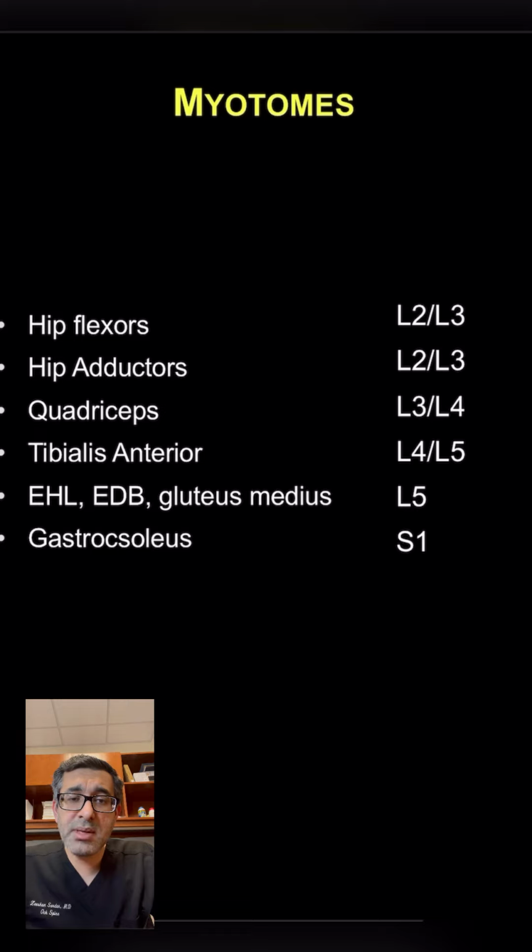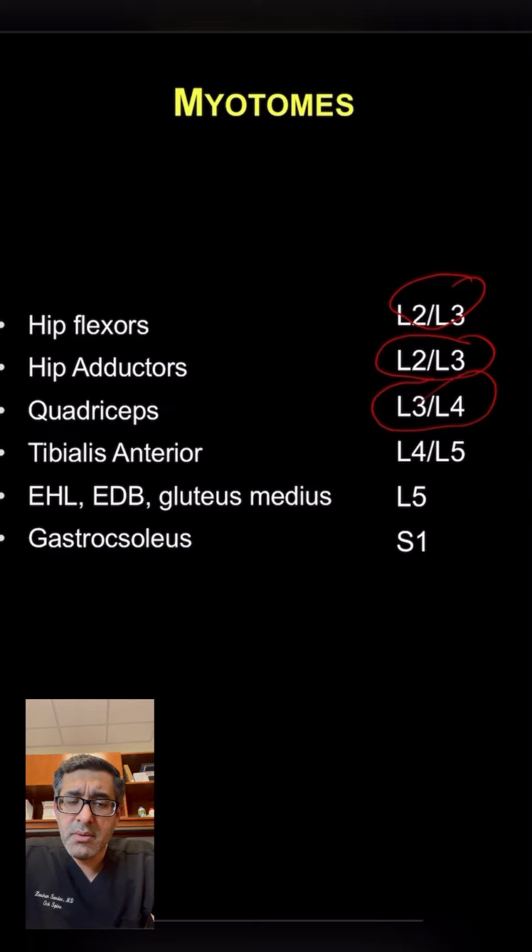In terms of strength testing, we check for hip flexion, which can be from L2 or L3. Check for hip abduction, also which can be from L2 and L3. Check for knee extension, which is typically from L3, L4. We check for the ankle dorsiflexion, tibialis anterior, which is from L4, L5.